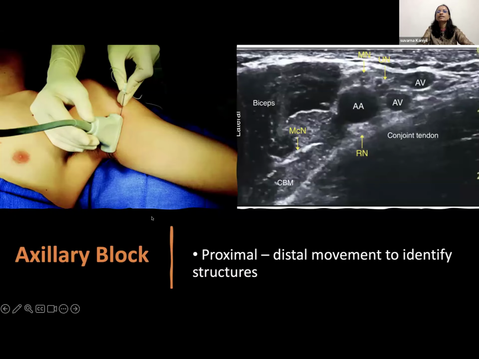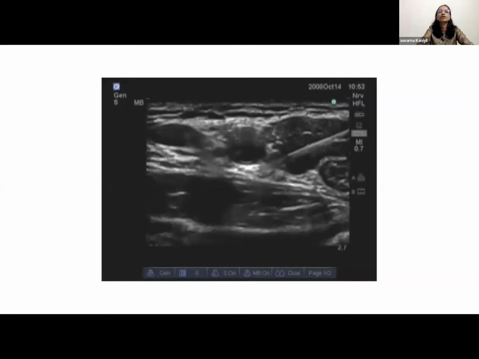The problem with the axillary block is you may need to do multiple punctures because it may not spread adequately to cover all the nerves. So you may need multiple injections, as well as the sparing of the musculocutaneous nerve, as I said. So that also has to be blocked separately.